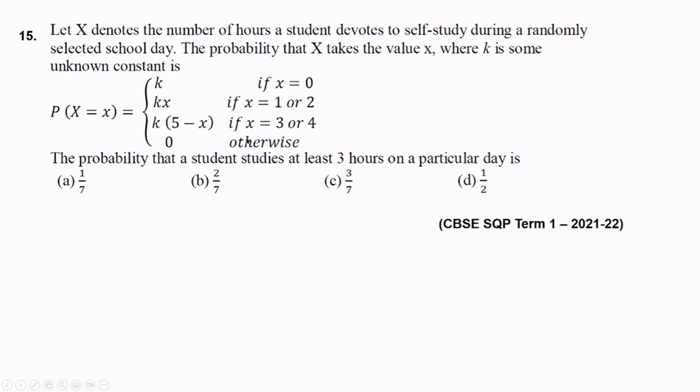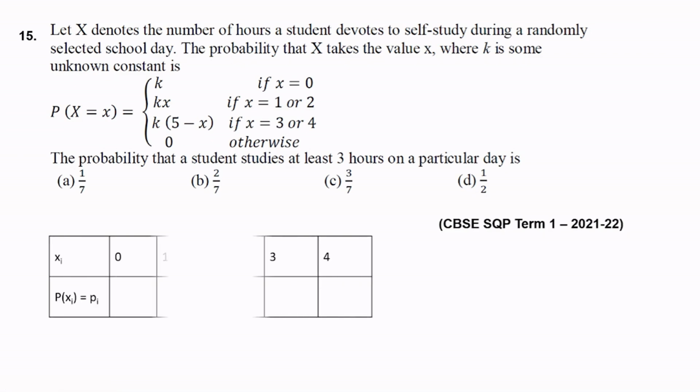So here using this information given, we have to find the value of k. So first let us draw the probability distribution table. The various values which X can take are 0, 1, 2, 3, and 4, and when it is any other value, the probability is 0. So let us take 0, 1, 2, 3 and 4. The associated probabilities are: probability of X equal to 0 is k.